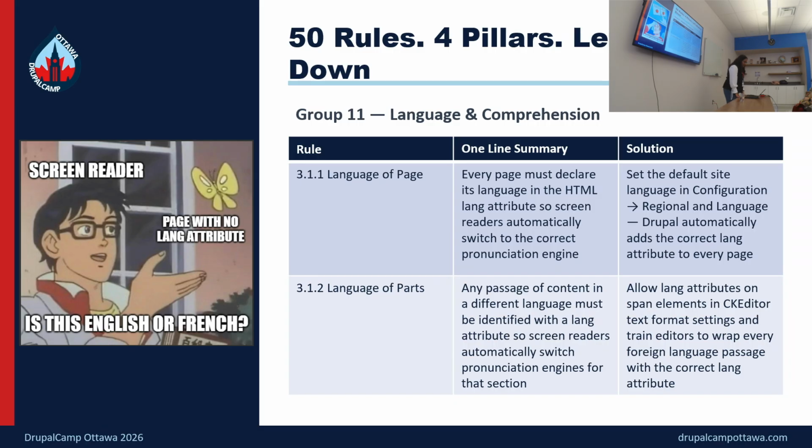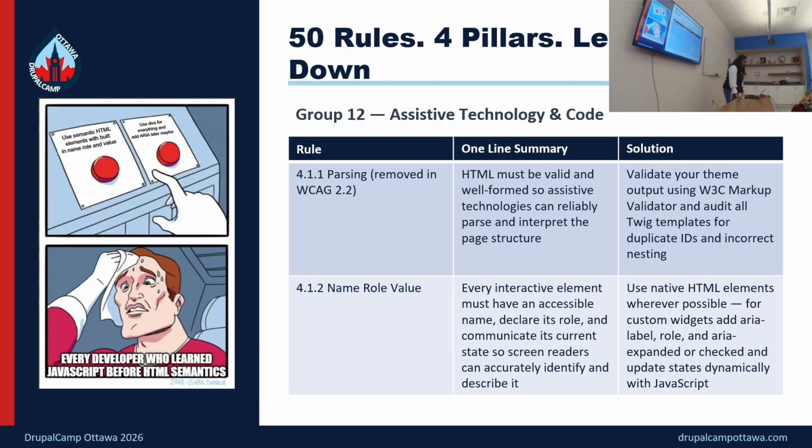Moving on to the last group, that is group 12, assistive technology and tools. The first rule, 4.1.1, parsing, which is actually deprecated from WCAG 2.2, but we can just look at the summary. HTML must be valid so that assistive technology can reliably parse and interpret the page structure. The solution for this is to validate your theme against W3C markup and audit all your Twig templates to make sure that you are not using any duplicate IDs or incorrect nesting.